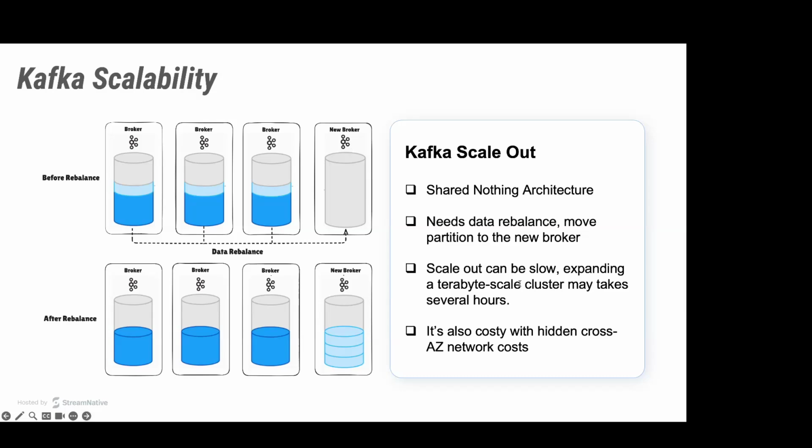Now, let's first talk about the streaming section. Kafka has been around. It works, but scaling Kafka is not so fun. Look at the left graph. You add a new broker in Kafka. Since Kafka is a shared nothing architecture, you need to move data partitions from all the other brokers to this new broker. That would be slow. Expanding a terabyte scale cluster may take hours.